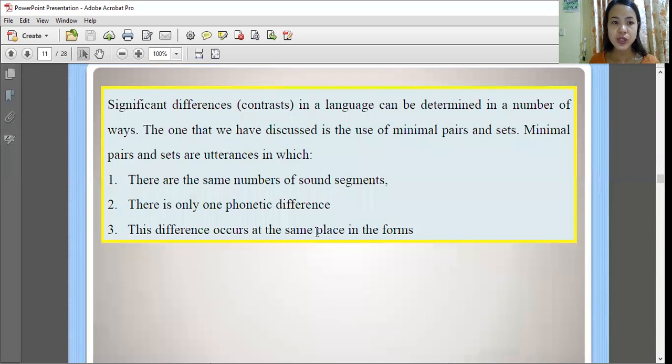And now let's go to significant differences. Contrasts in the language can be determined in a number of ways. The one that we have discussed is the use of minimal pairs and sets. Minimal pairs and sets are utterances with the same number of sound segments. There is only one phonetic difference, and the difference occurs at the same place in the form.